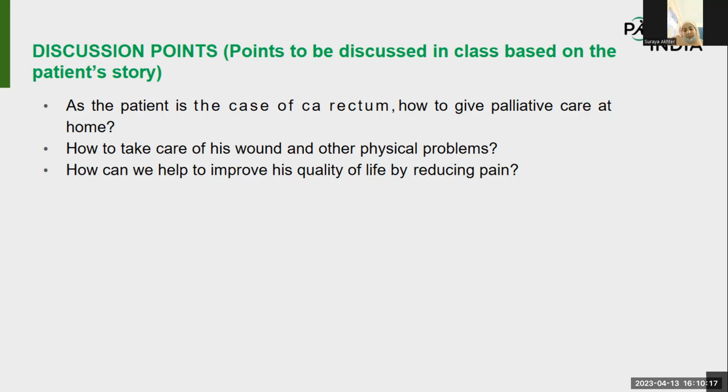Now the discussion points, to be discussed in class based on the patient's story. As the patient is a case of CA rectum, how to give care at home? How to take care of his other physical problems? And how can we help to improve his quality of life by reducing his pain?